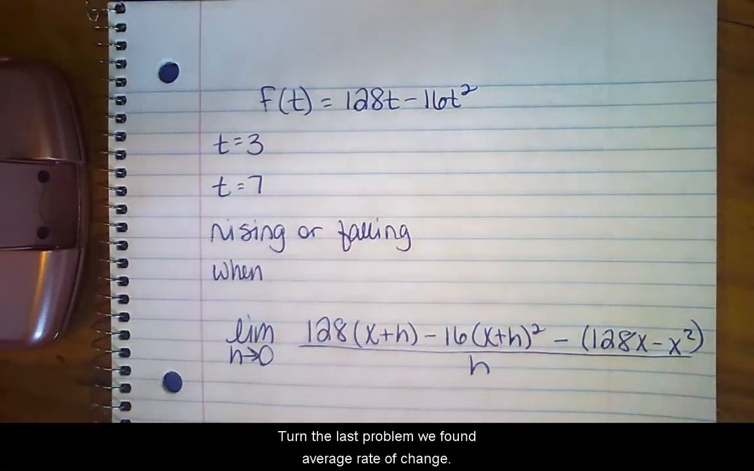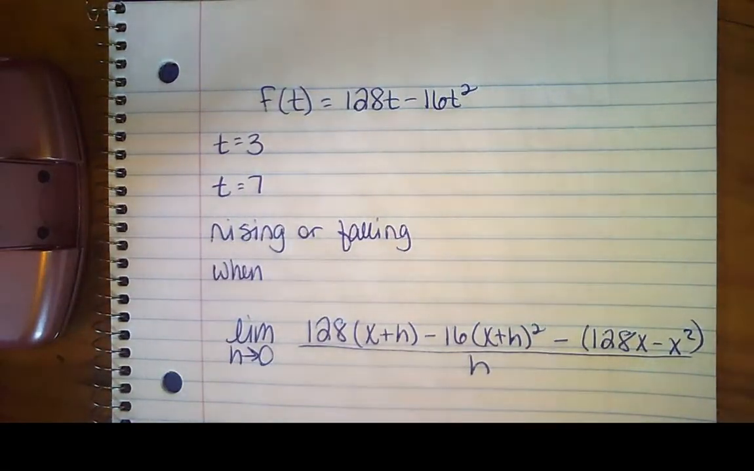So in the last problem, we found average rate of change between two different times, like 3 seconds and 3.1 seconds, that type of thing. Now we're going to find instantaneous rate of change. So remember, if you are doing average rate of change, average is for algebra, instantaneous is for calculus.